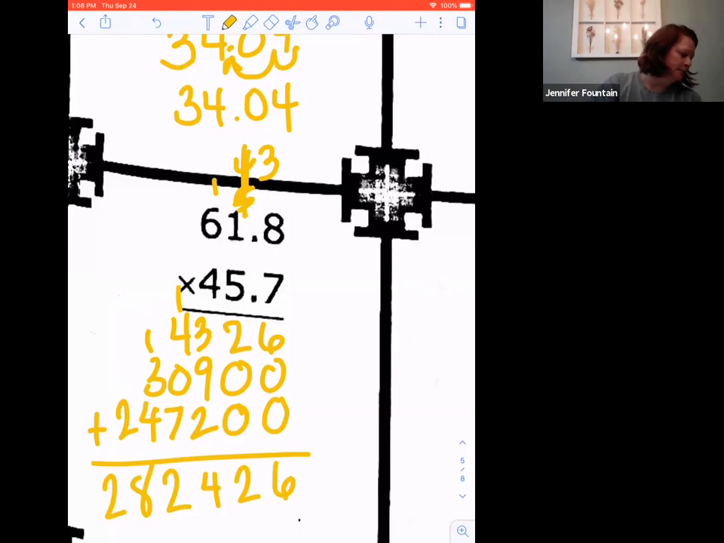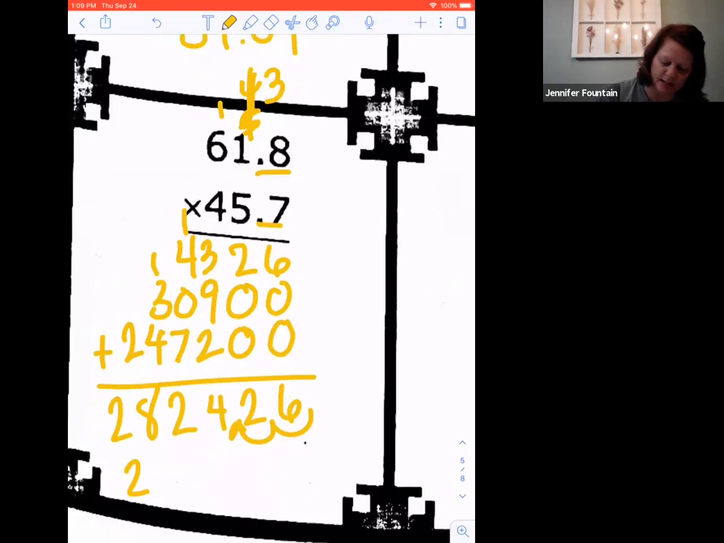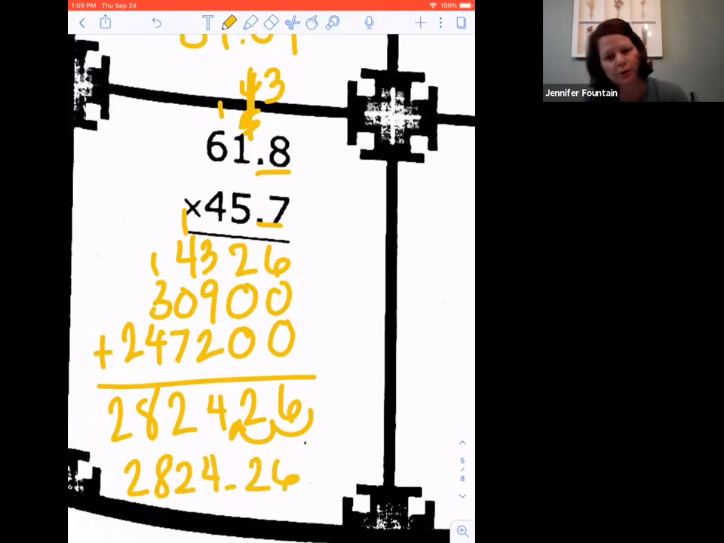All righty. Now I only have 2 places with decimals. Start at the right, come over 2 places. So my answer is 2,824 and 26 hundredths. How'd you do?